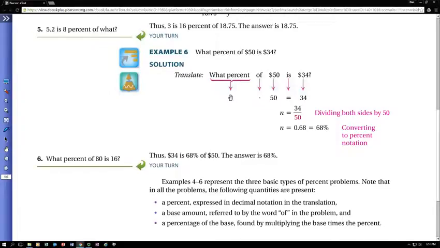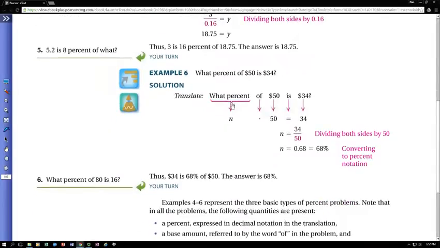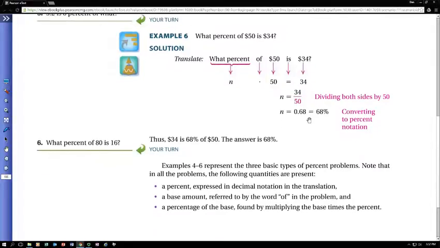So what I think is a better strategy is I do just like I did up here. I converted percent to number, right? So even when I don't know what the percent is, I can convert that to a number and write this as n over 100 times 50 equals 34. And guess what? When you solve that, you'll get 68, which means 68%.